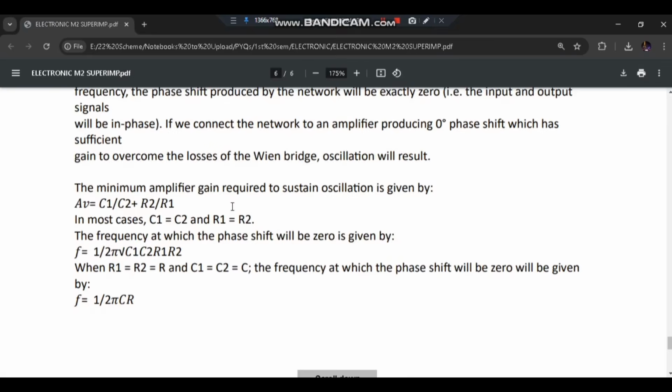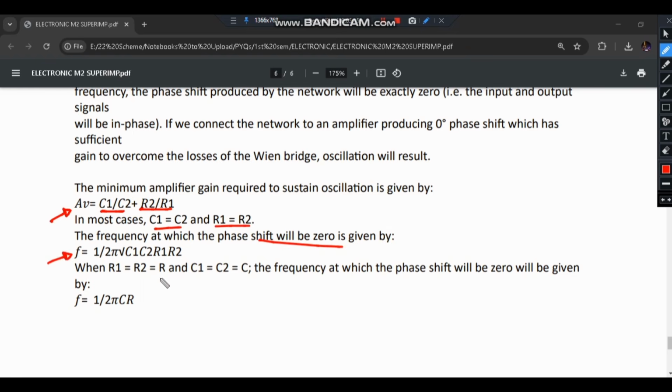This is the formula you need to write: minimum amplifier gain. The minimum amplifier gain required to sustain oscillation is C1 by C2 plus R2 by R1, which should be equal to AV. In most cases C1 and C2 and R1 and R2 will be equal, phase shift will be 0, and this will be the frequency. When R1 equals R2 equals R and C1 equals C2 equals C, at that time phase shift will be 0, and the formula is given by this one.